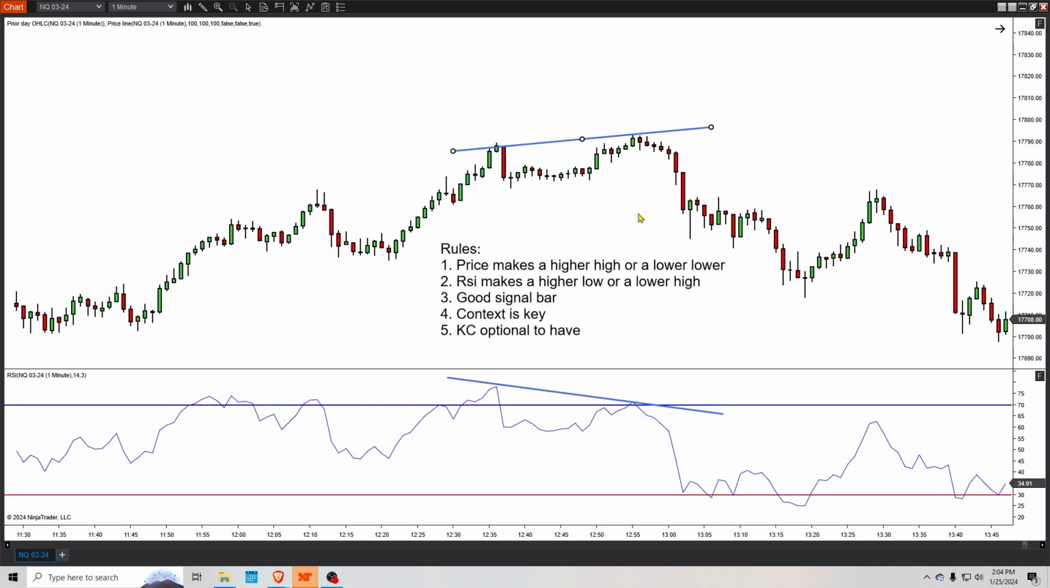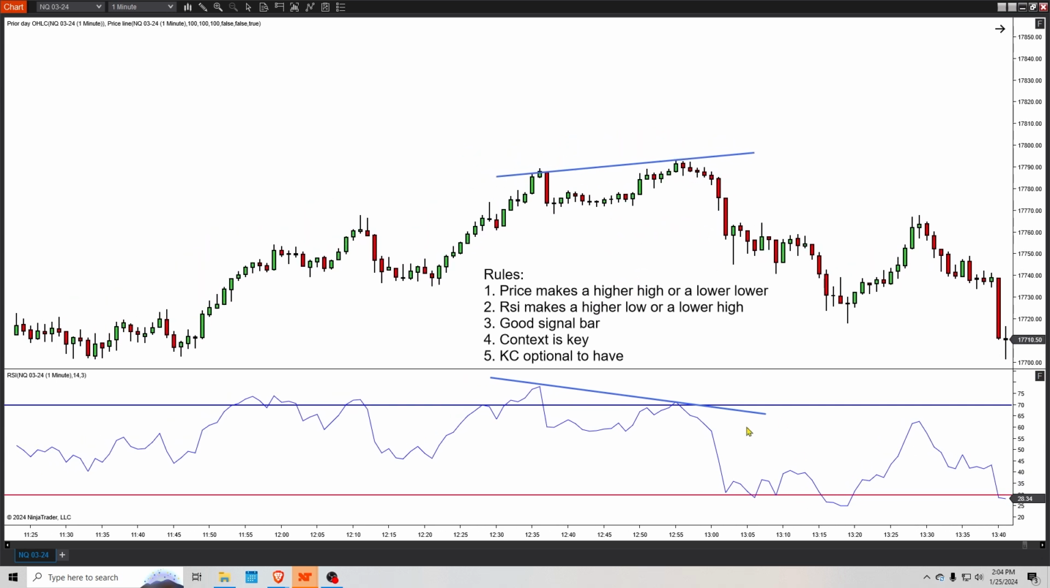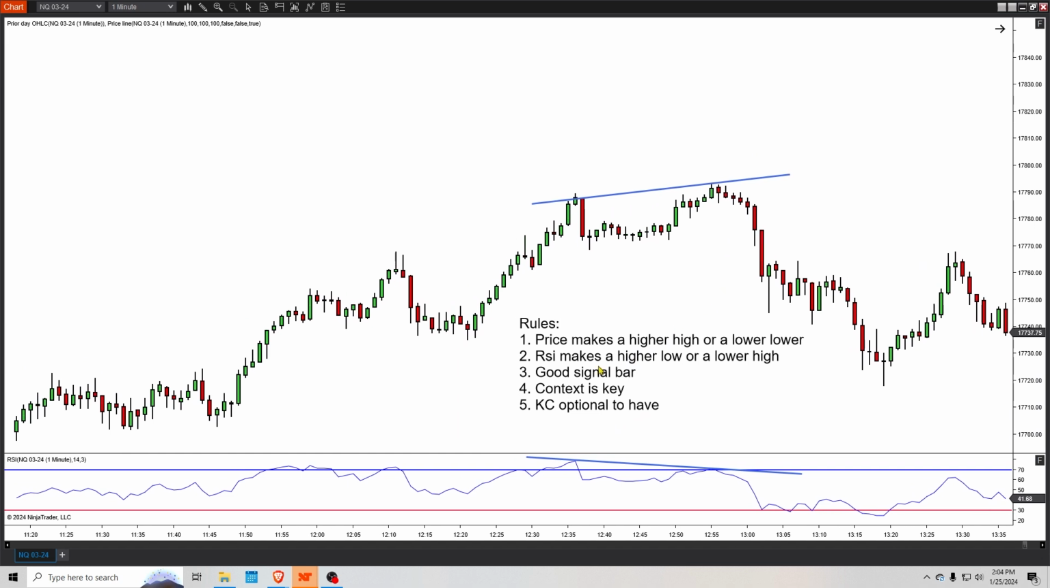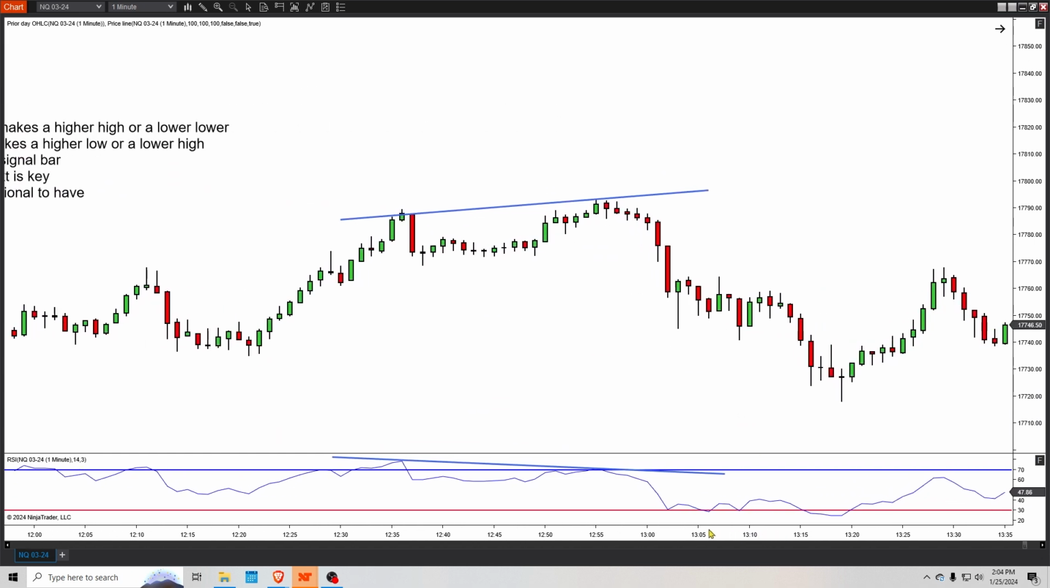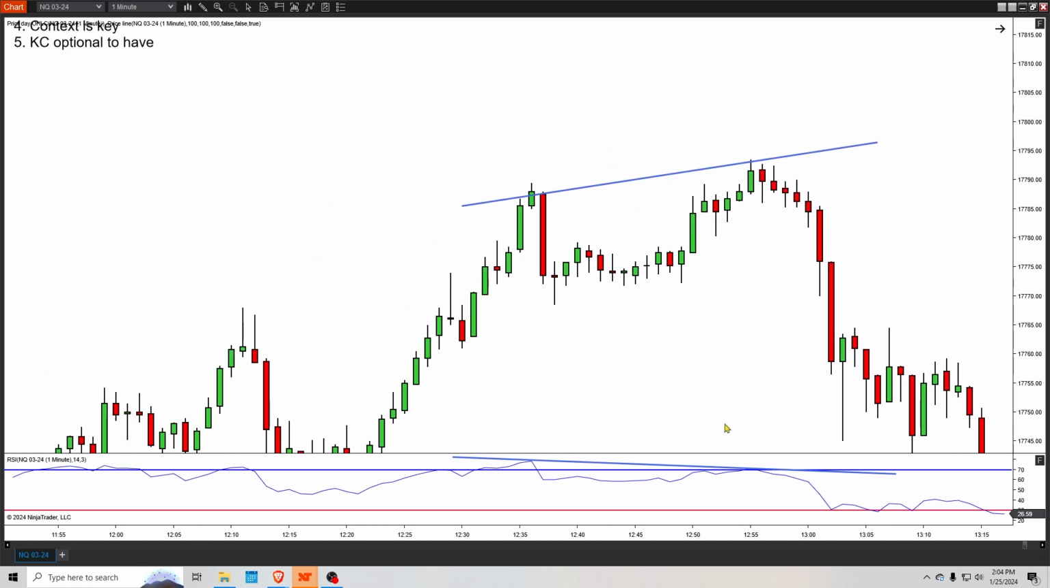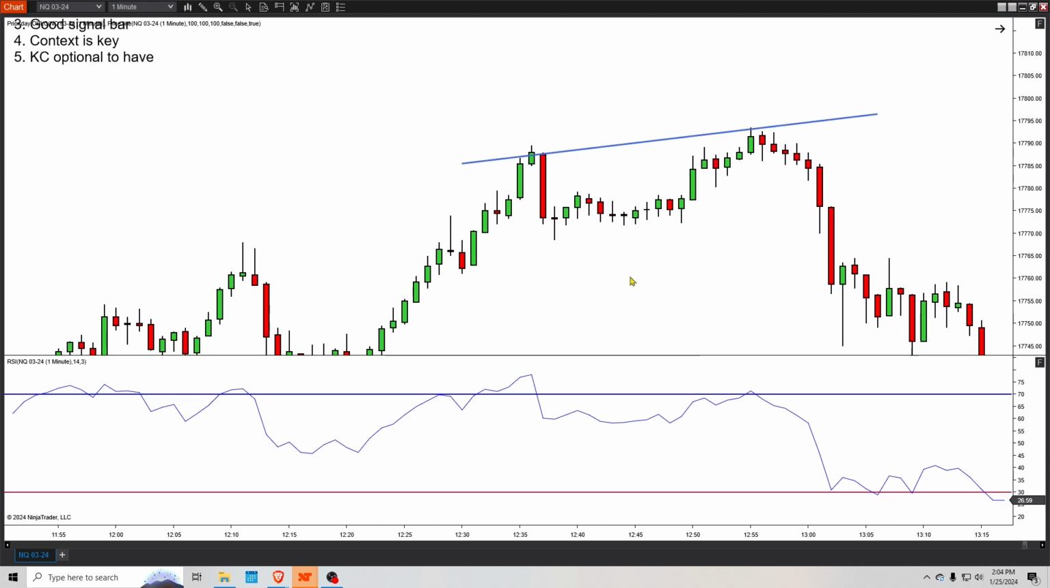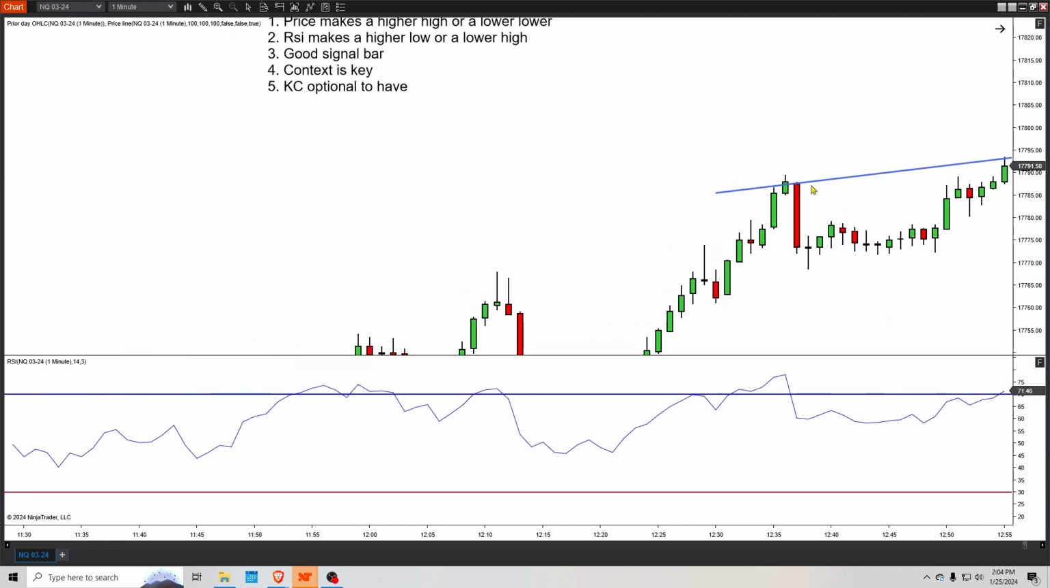Okay, so that's price making a higher high or a lower low, and I'll show you an example of when to go long as well. This instance is short here. You want a good signal bar. And let me just shrink this real quick. And so when we're looking at this trade without hindsight, we're going to zoom back here. This is when price first makes, on this candle right here, and it breaks above the high.